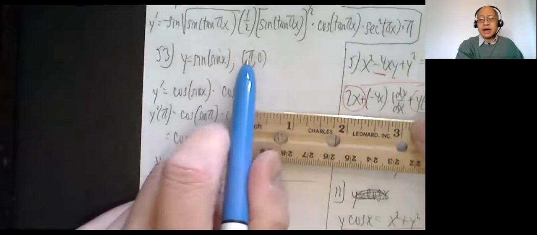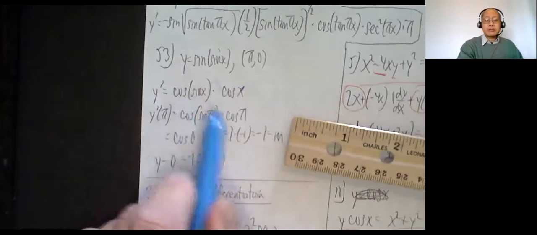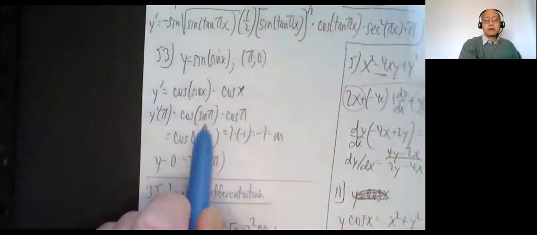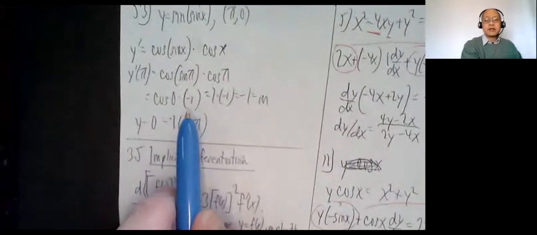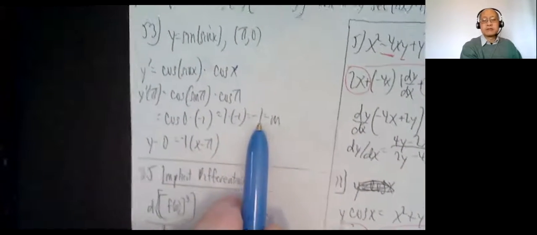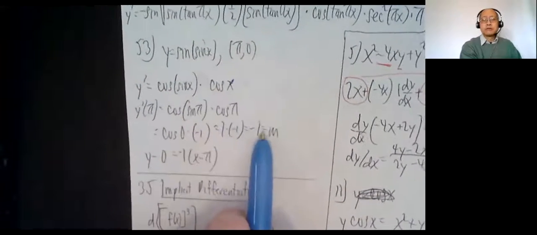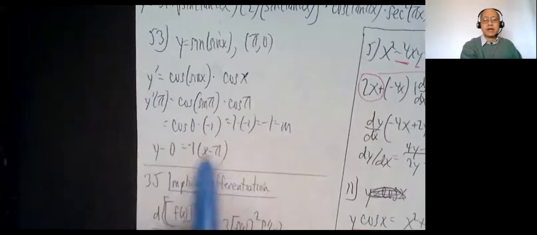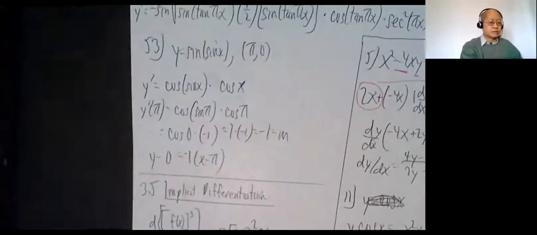All right, y prime of pi, plug in pi. So cosine of sine pi times cosine pi. Sine of pi is 0. Cosine of 0 is 1. So I have 1 times negative 1. So the slope is negative 1. Point slope form: y minus y1, y minus 0 equals negative 1 times x minus pi. And again, you can stop right after that.